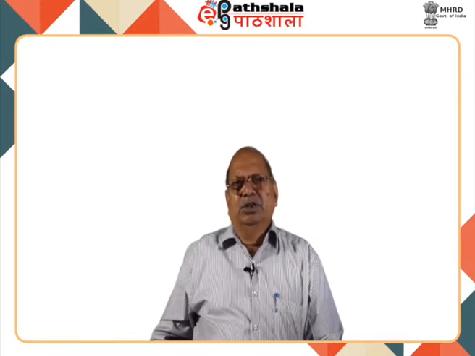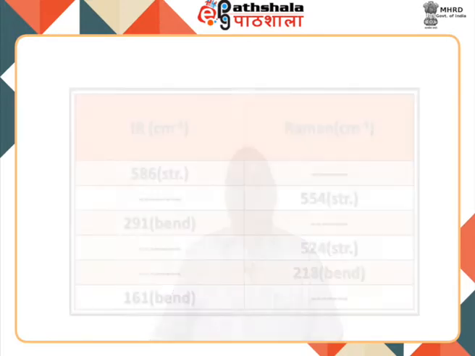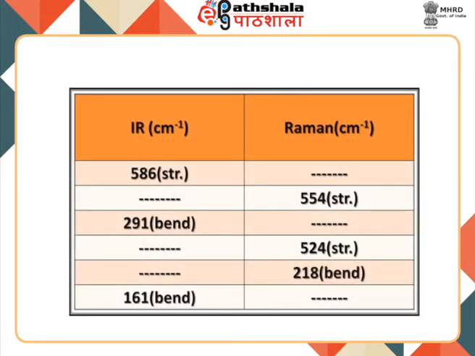We get 4 Raman bands, 3 of them depolarized and 1 Raman band polarized. We get 4 IR and 3 Raman bands, and 1 Raman band is polarized. The given spectral frequencies are what we find. IR frequencies we are getting are 586, 291, 161. Raman we are getting 554, 524, 218.